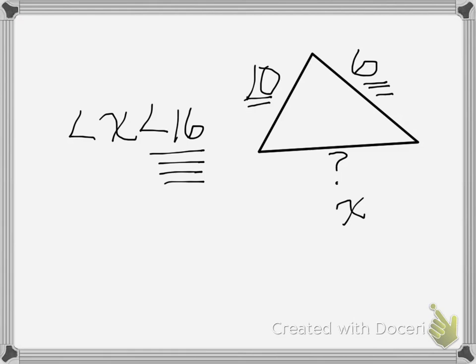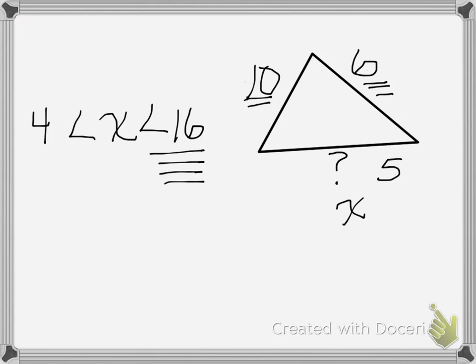To get that, subtract the two numbers you were given. You get a 4, and the missing side has to be greater than 4. So a whole number greater than 4 would be 5. 5 and 6 is greater than 10, so that works. 5 and 10 are greater than 6, so that works.